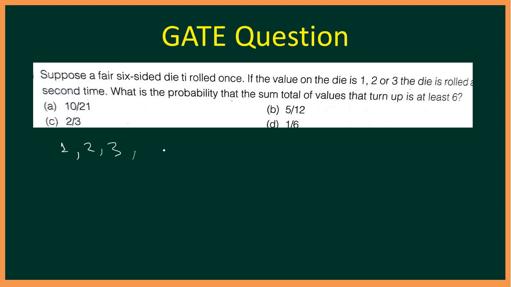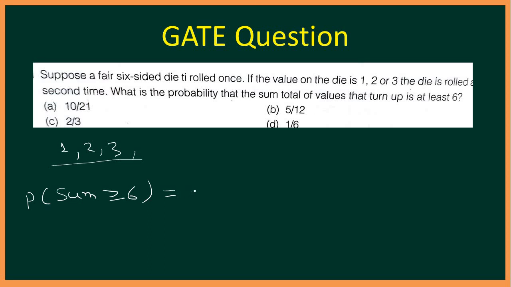Okay, and in this question we have to find the probability that the total sum will be at least 6. Means we have to find the probability when the sum will be at least 6, which means the sum is greater than or equal to 6.